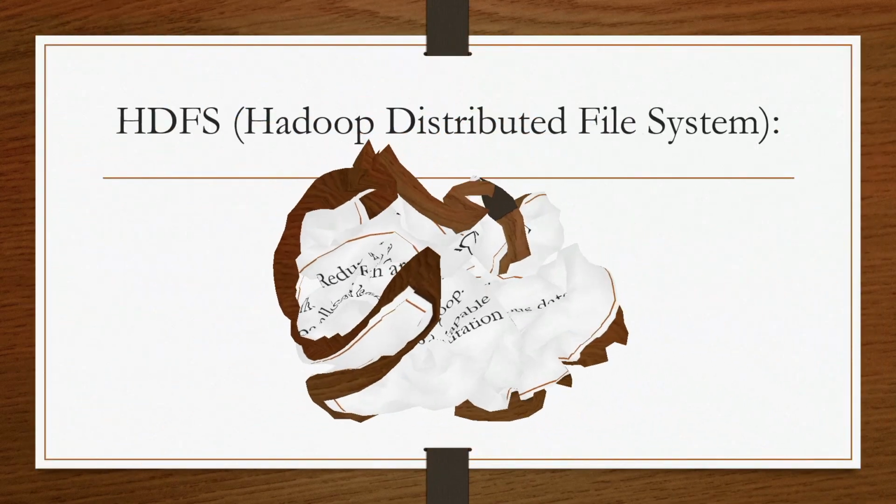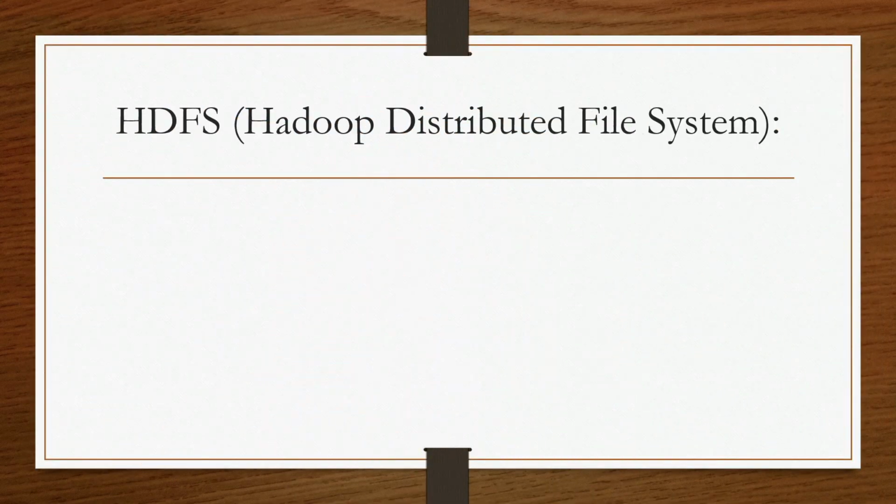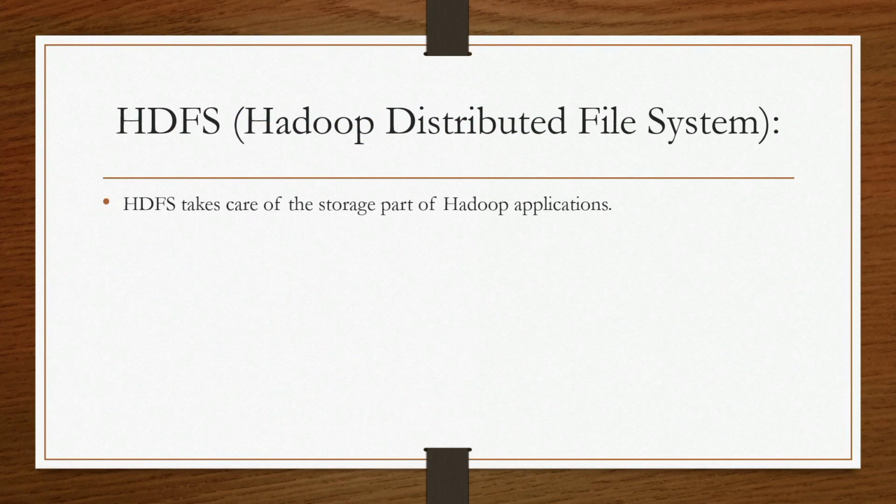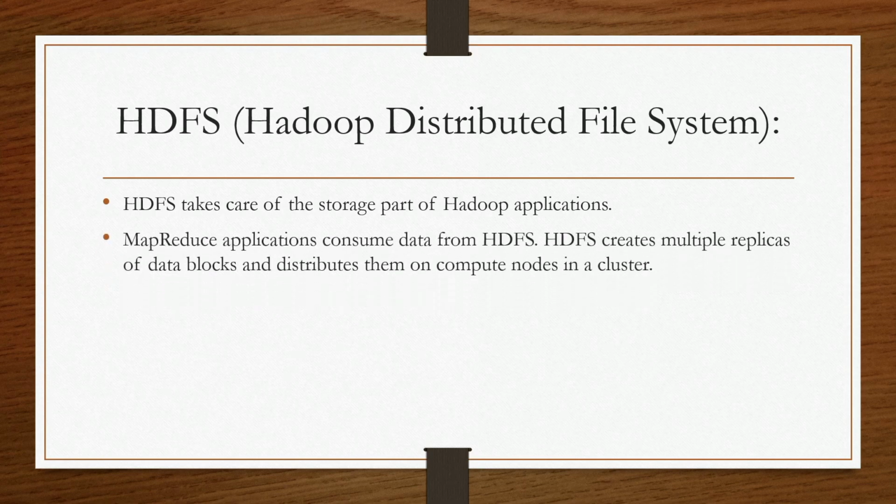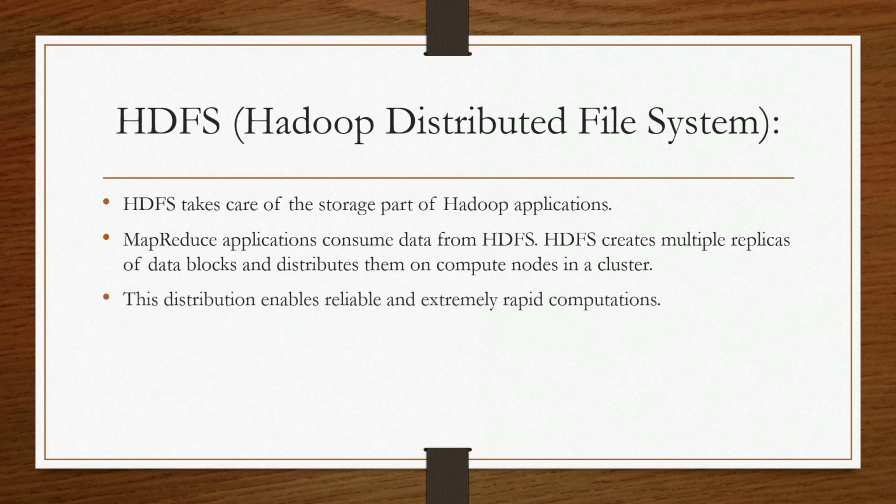Hadoop Distributed File System. HDFS takes care of the storage part of Hadoop applications. The MapReduce application consumes data from HDFS. HDFS creates multiple replicas of the data blocks and distributes them on compute nodes in the cluster. This distribution enables reliable and extremely rapid computation.